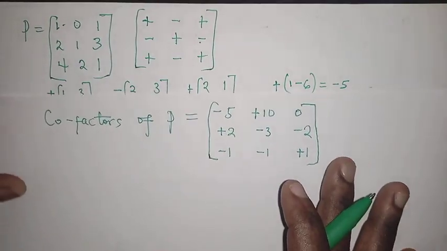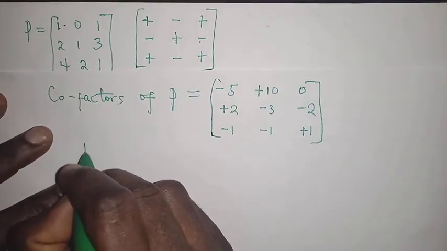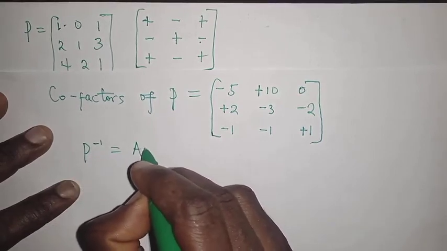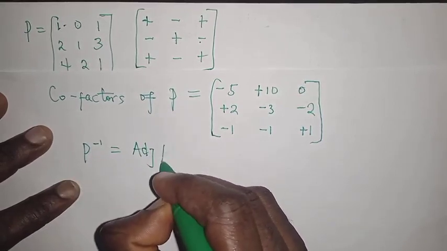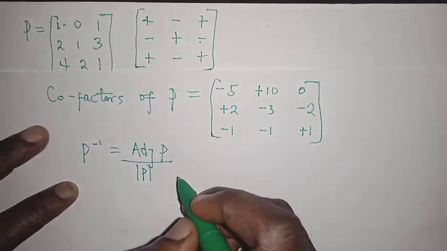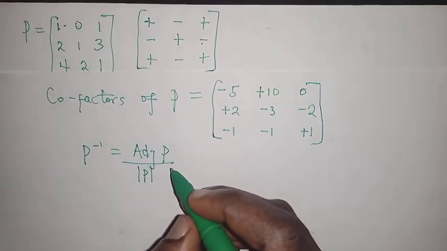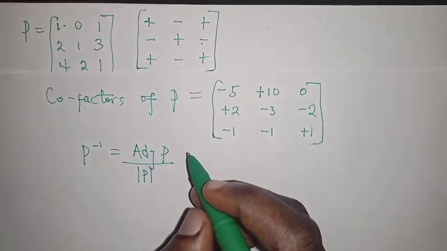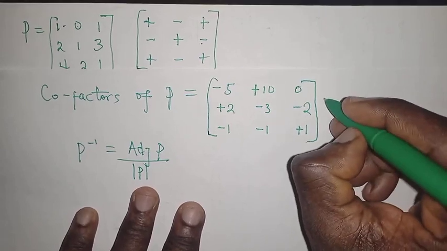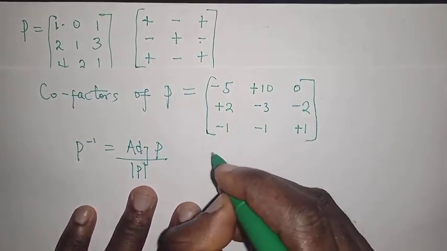Now remember, we said for us to get the inverse of a matrix, it is giving us what? The adjoint of matrix P over the determinant. And we also said that the adjoint of a matrix is defined as the transpose of the cofactor. So I'm going to get the transpose now. Let's get the transpose.